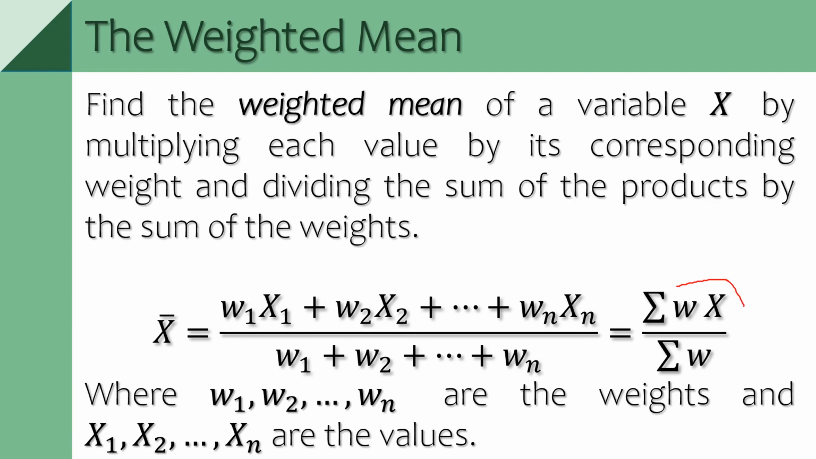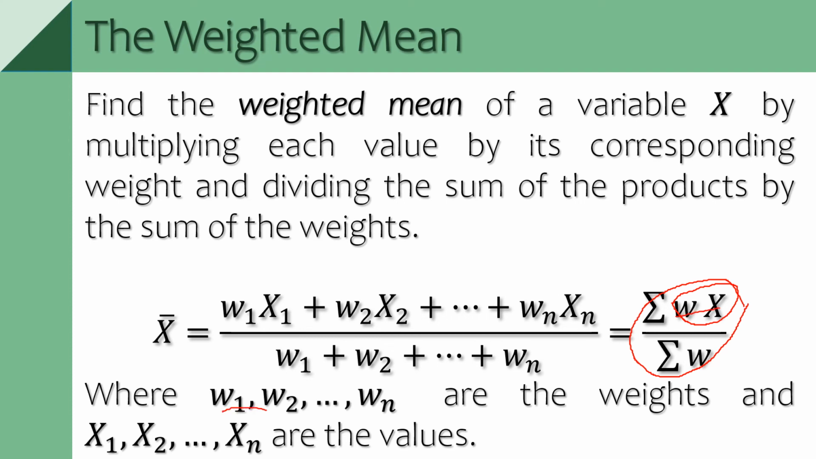It is equal to the summation of w times x all over the summation of w. Okay guys, take note of this one. You don't need to cancel the summation of w over the summation of w. So, it's not like that. This means that we take the summation of x and then w.